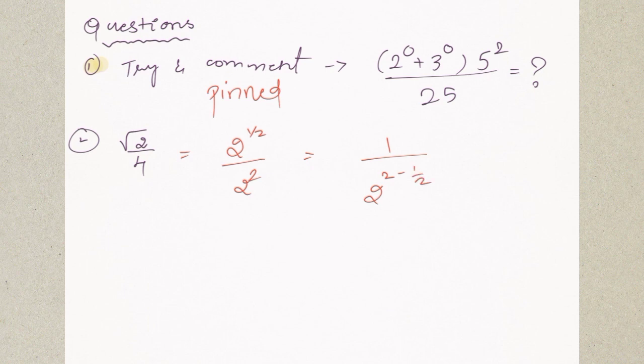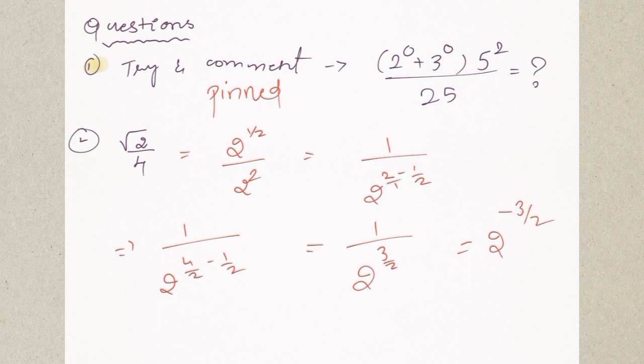Correct. So now we will find out the LCM. LCM is going to be 2. So 1 by 2 power 4 by 2 minus 1 by 2. Now 4 minus 1 is 3. So 1 by 2 power 3 by 2, it is nothing but 2 power minus 3 by 2.